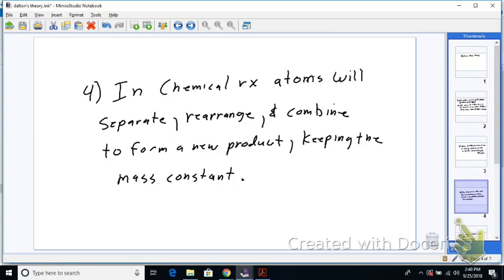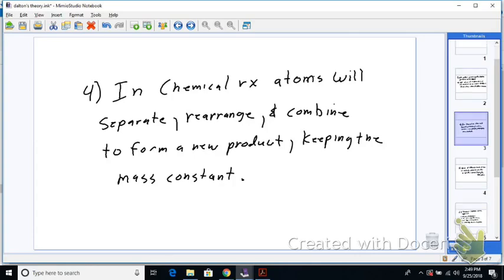Now, the thing is, they don't lose any atoms in the process, so because of that, they're going to keep their mass consistently the same before and after the reaction. So that's called the law of conservation of mass when that happens. All right. So that's 1 through 4. You're going to need to know that.